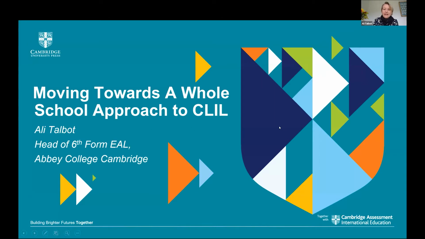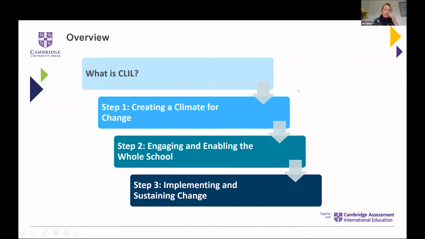So this is an overview of what we're going to do in the session this morning. We're going to look at what CLIL is, first of all, to make sure we all understand what the key terms are. Then we're going to look at some different steps of how you might choose to manage this change. So moving from creating a climate for change, creating that sense of urgency, why do we need to change, to engaging and enabling the whole school, and then how you would implement, sustain and embed that change in your school.